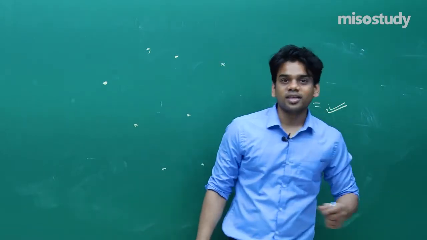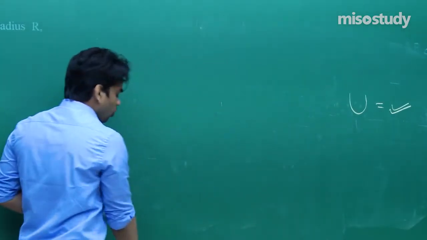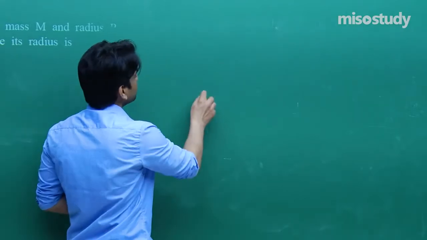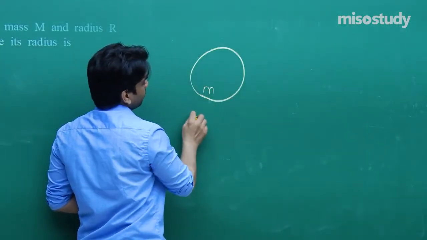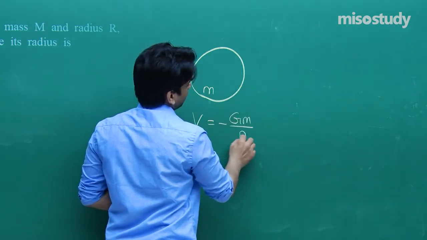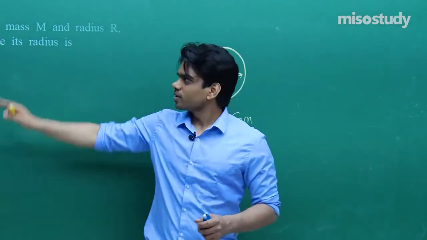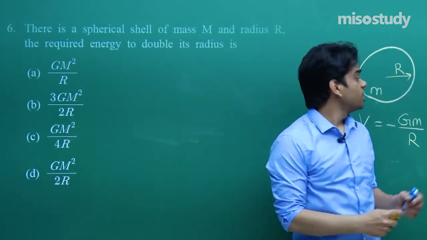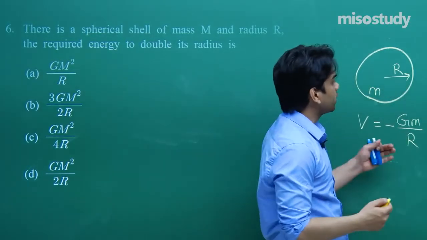Just let me rub the board at the other end. I hope you understood what concept I am talking about in this section. Now we know that the potential of a sphere at its surface, if its mass is m, is given as minus GM by r, where r is the radius. See here, it's a spherical shell, a hollow sphere. That's why I have taken only one r, not a variable small r.